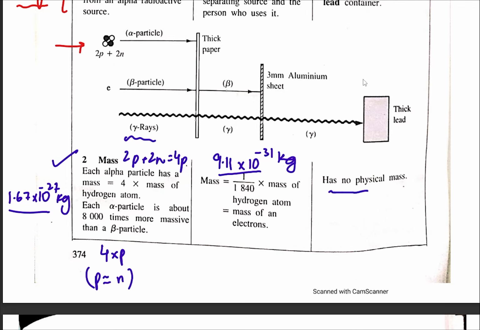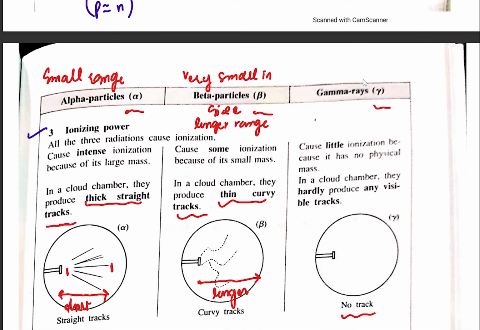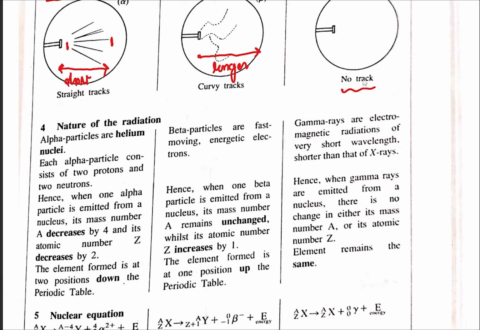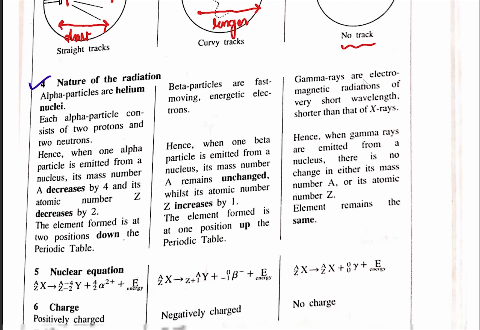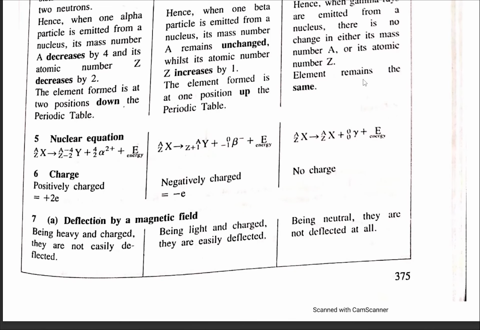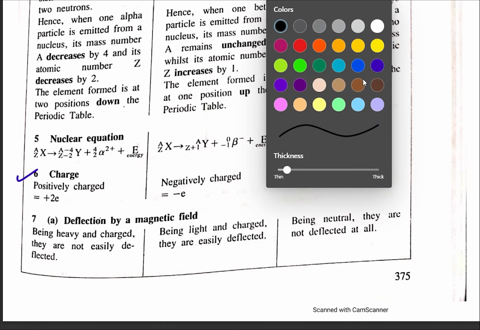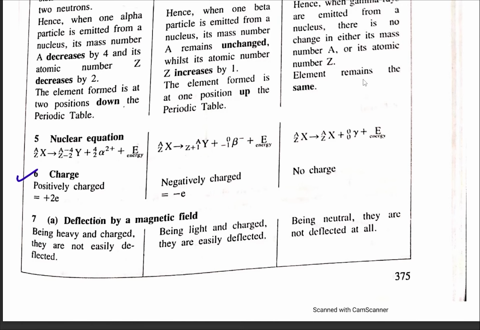And gamma radiation primarily has no physical mass. It has no charge, it has no mass, right? So we are done with mass as well. We are done with ionization power. We are done with the nature of radiation. I will share the notes of this lesson or this PDF with you. You can do this on your own as well. Now we move to nuclear equations later on, but let's complete the common properties as much as we can before ending the class. So what's the charge?